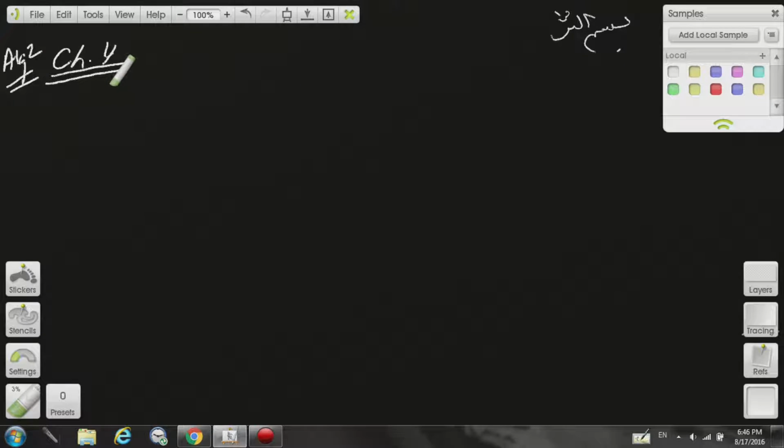Bismillahirrahmanirrahim. We will continue, inshallah, today with chapter 4. We would like to talk today about log equations.